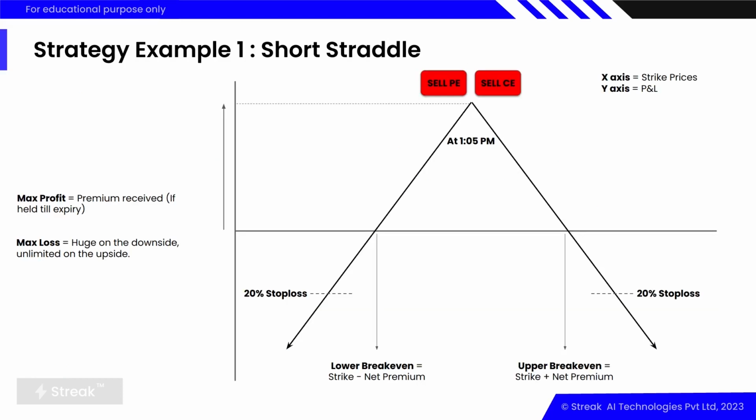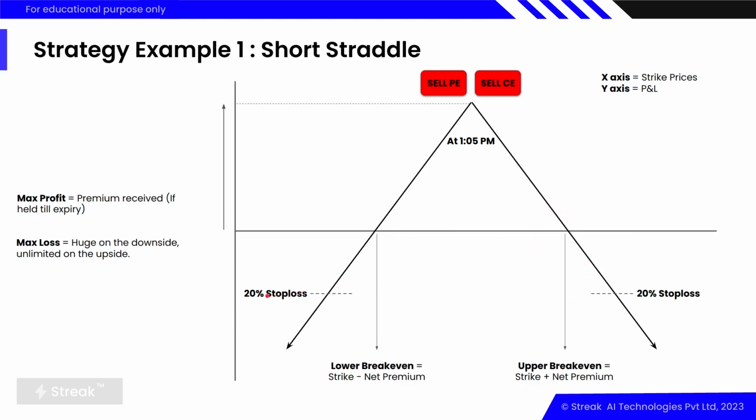So let us go ahead and now practically see how we can use the dynamic contract on the Streak platform and create a short straddle strategy. What we are going to do is initiate a short straddle at 1:05 p.m. and put a 20% stop loss on each leg.